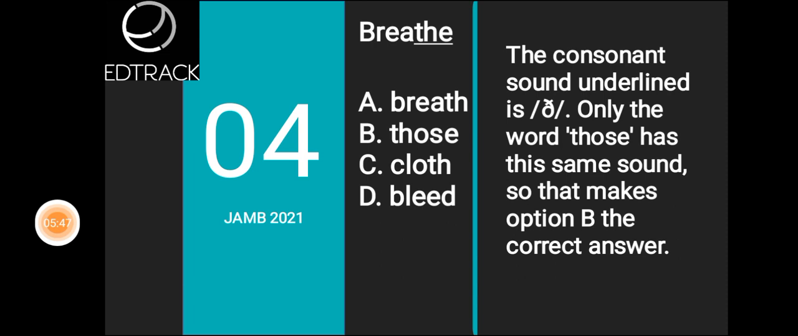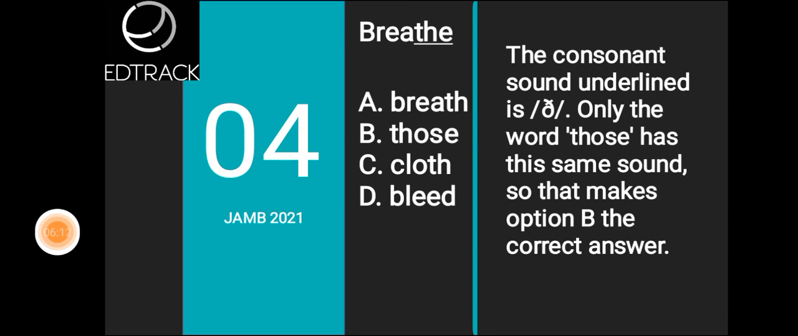Let's continue. Now here we are. We have three letters. So here is our fourth question. We have to look for the sound that these three underlined letters represent. Let us pronounce the word.